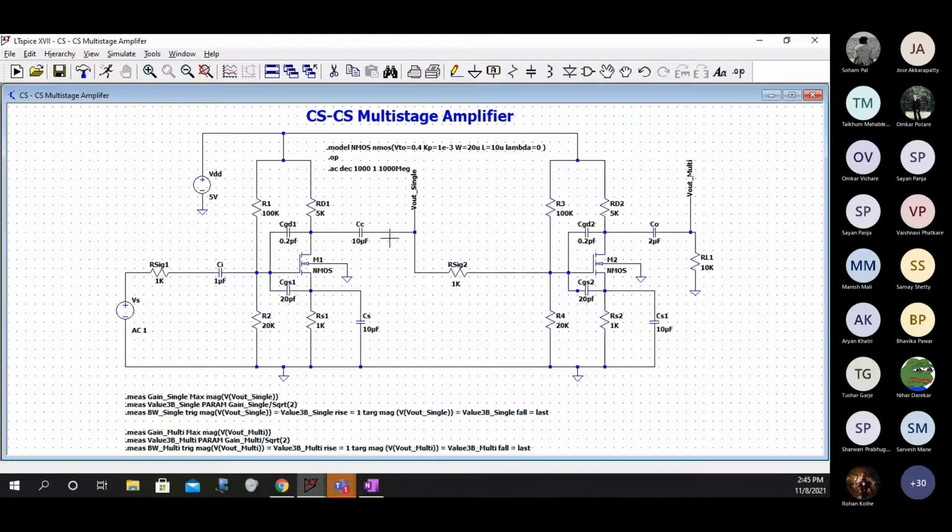Rohan, in your case, you can copy that .ac command and convert that AC to .op. Did you get it? Yes, sir.